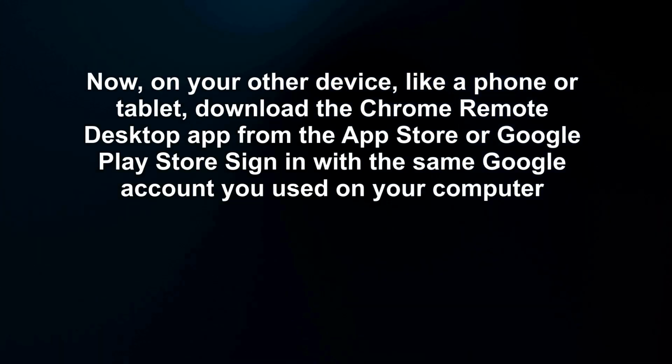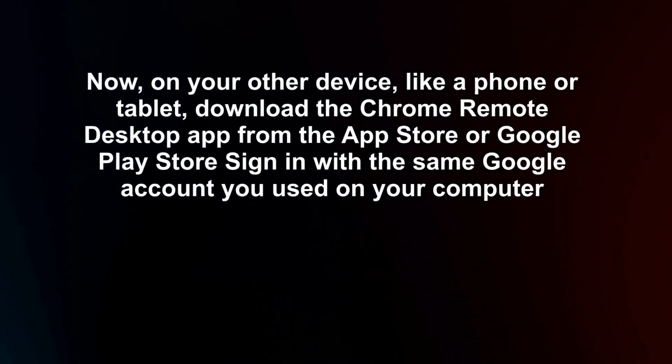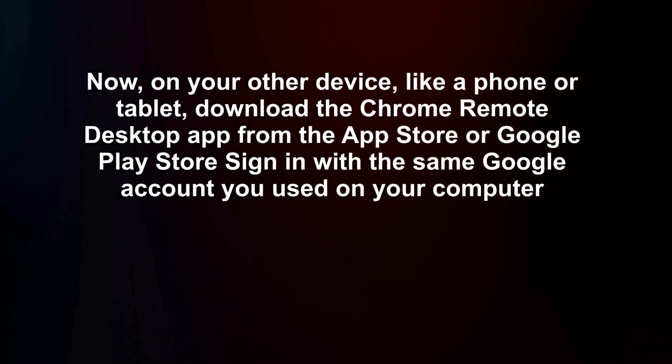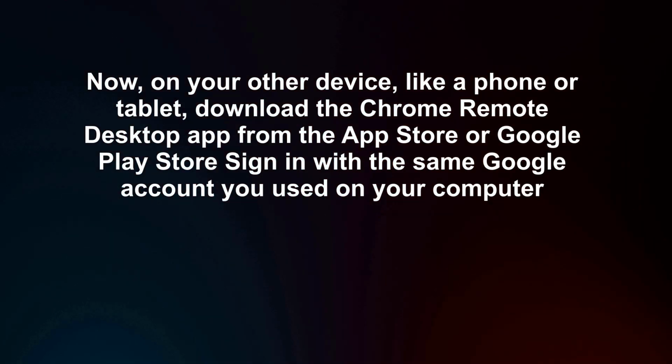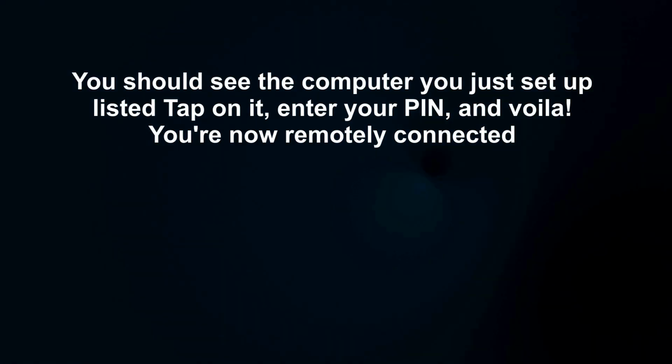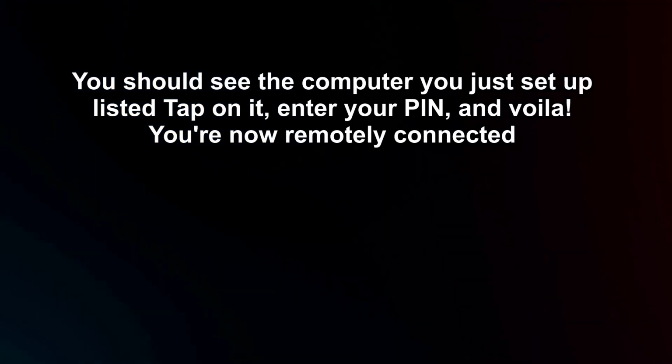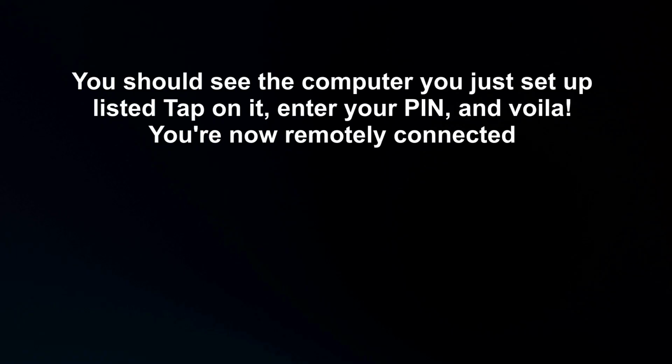Now, on your other device, like a phone or tablet, download the Chrome Remote Desktop app from the App Store or Google Play Store. Sign in with the same Google account you used on your computer. You should see the computer you just set up listed. Tap on it, enter your PIN, and voila, you're now remotely connected.